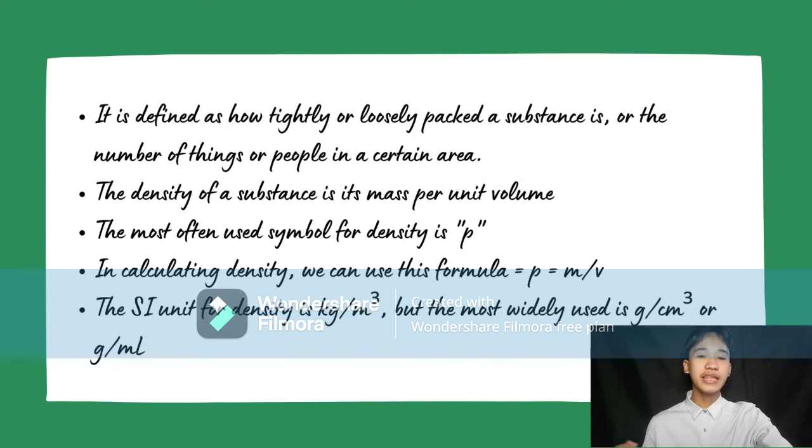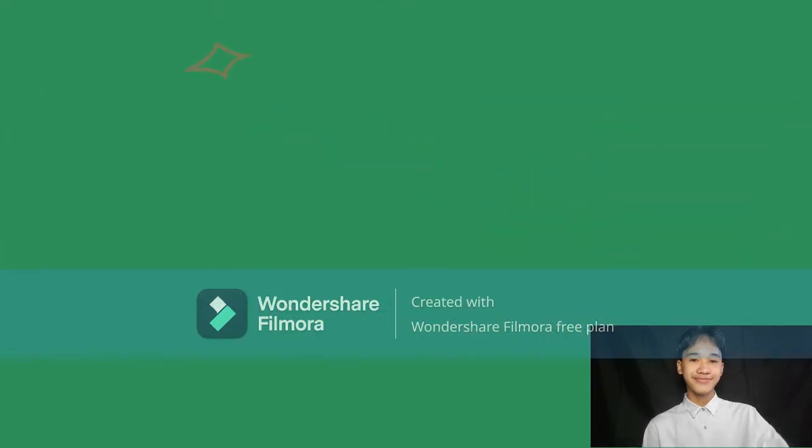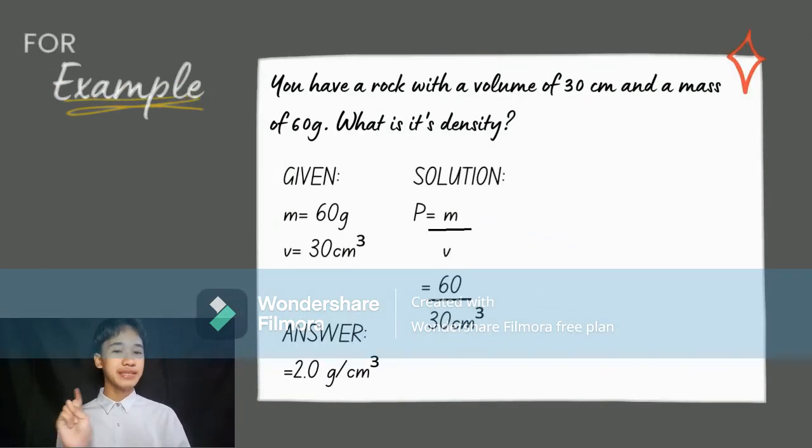In calculating the density, we can use this formula: ρ = m/v, where ρ is the density, m refers to the mass, and v pertains to the volume. The SI unit for density is kilograms per cubic meter, but the most widely used unit is grams per cubic centimeter, or grams per milliliter. Let me give you some examples.